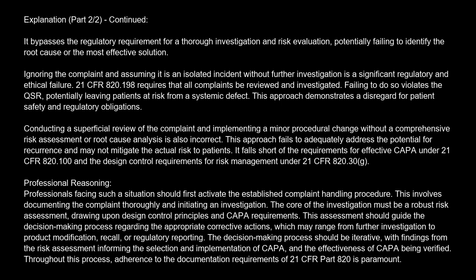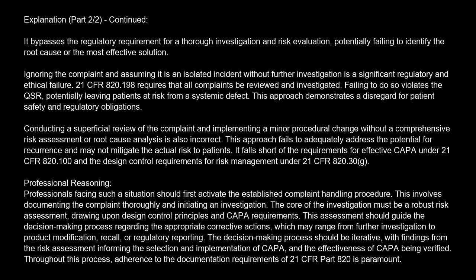Professional reasoning. Professionals facing such a situation should first activate the established complaint handling procedure. This involves documenting the complaint thoroughly and initiating an investigation. The core of the investigation must be a robust risk assessment, drawing upon design control principles and CAPA requirements. This assessment should guide the decision-making process regarding the appropriate corrective actions, which may range from further investigation to product modification, recall, or regulatory reporting.